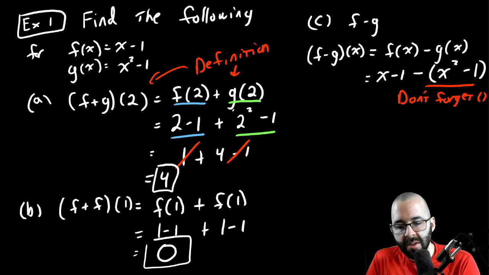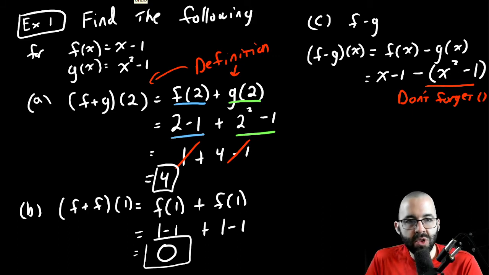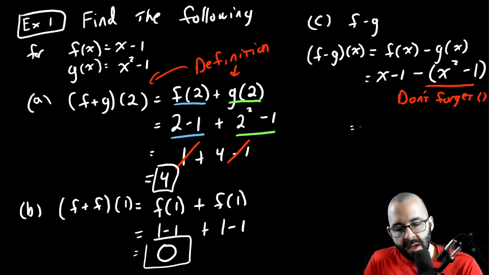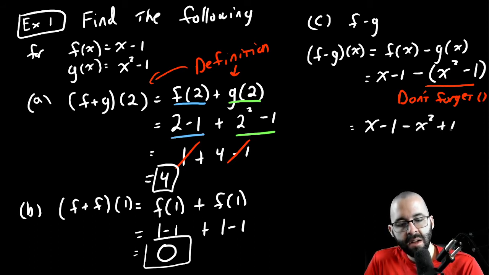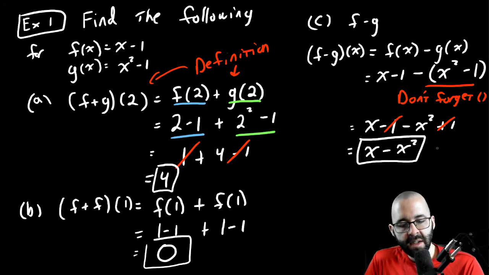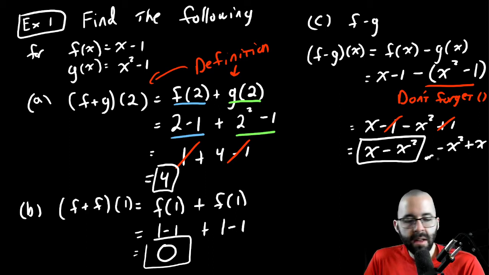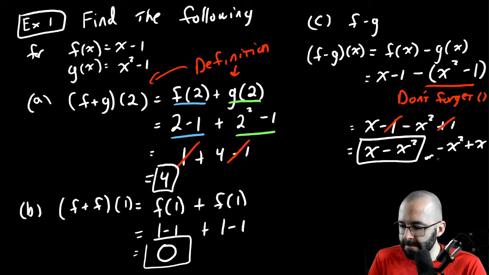For addition, we could have had parentheses here too, but for addition you don't need parentheses. For subtraction, parentheses matter. So this becomes x minus 1, distribute that negative, minus x squared plus 1, and again, the 1's cancel. Now we're just going to get x minus x squared. There's a couple different ways of writing this. If you wanted to write it as negative x squared plus x, that would be okay too. All right, and that's the idea here. You could continue this with the other ones, but they'll all work pretty similarly.